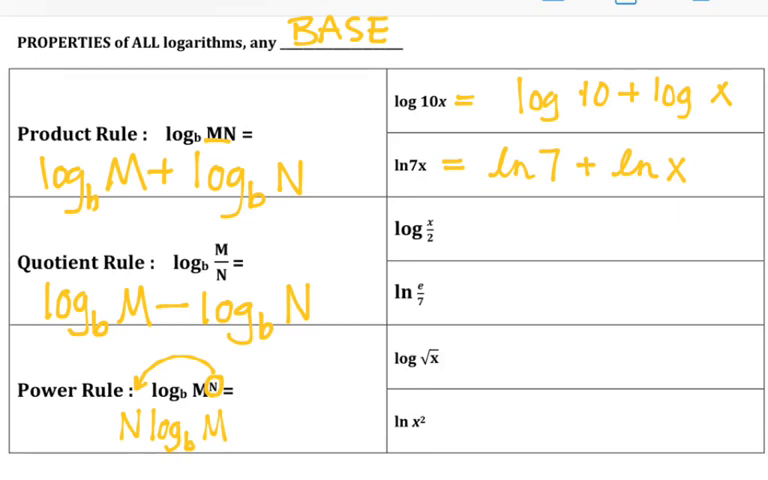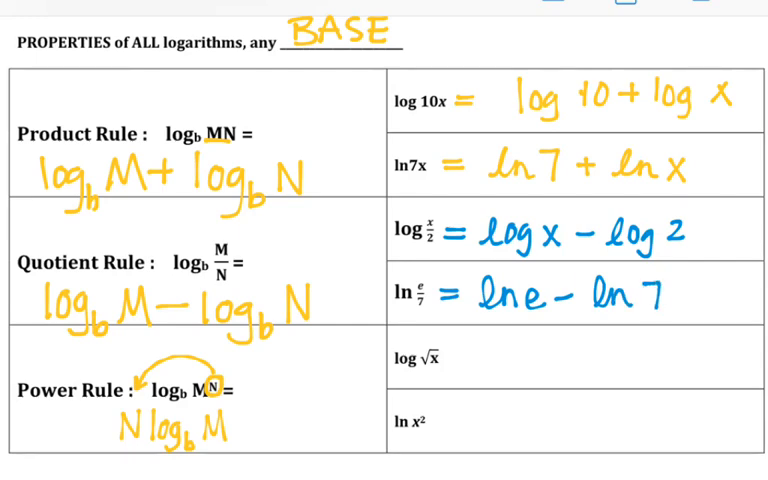Okay? All right. So in the one right below it, log of x divided by 2. Brianna? Log of x minus the log of 2. Perfect. That's exactly right. Well done. Anybody want to try the natural log of e divided by 7? You got it. Natural log of e minus the natural log of 7. Good.